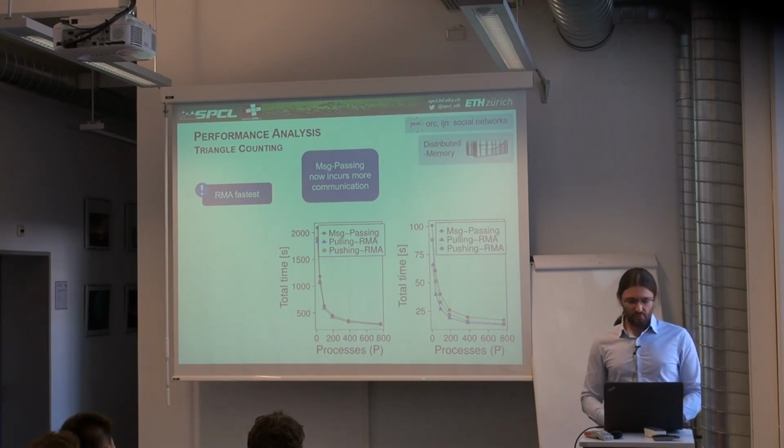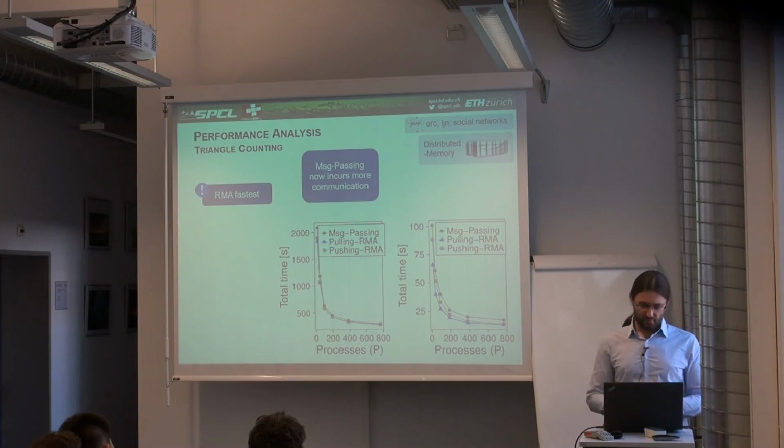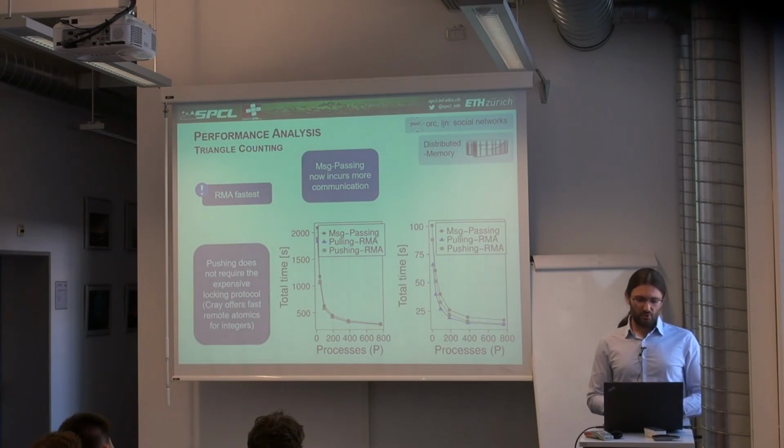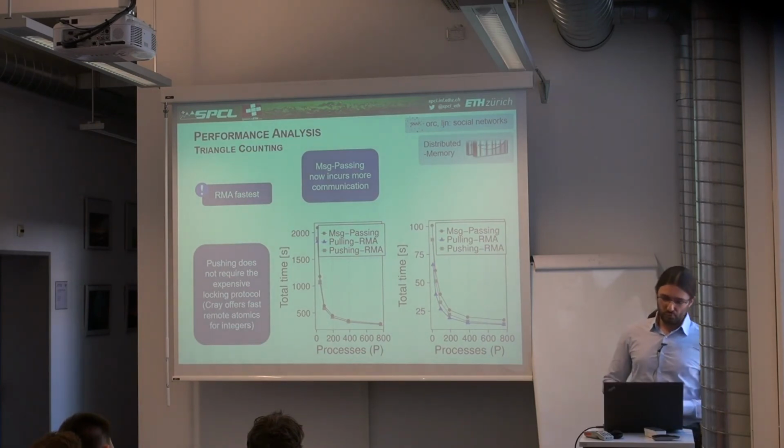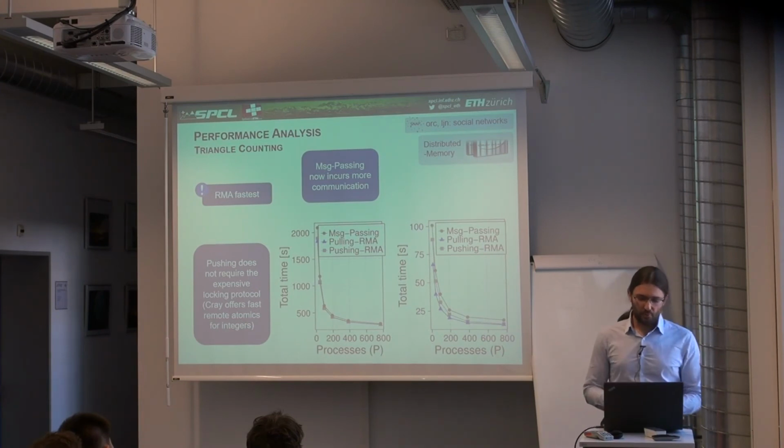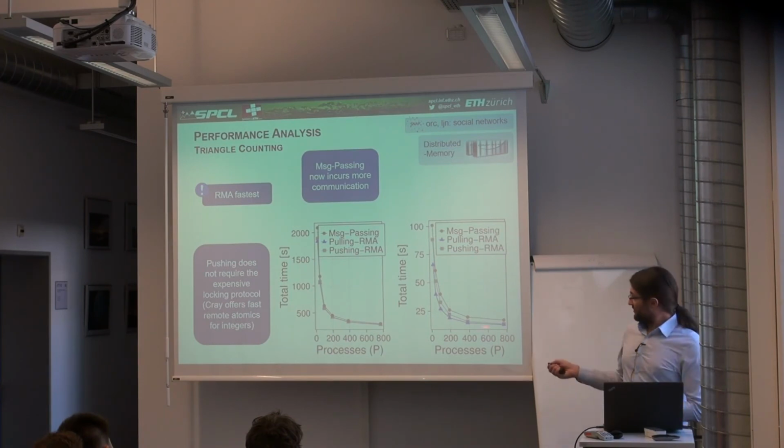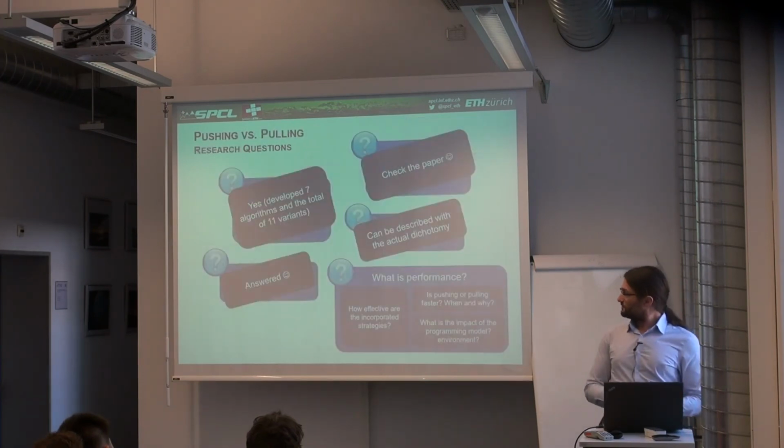We have more communication now happening due to message passing, because we can't use collective operations in as efficient a way as before. And pushing now does not require this expensive locking protocol, because as we count triangles, we operate on integers, which means that we can use fast atomic operations for remote accesses provided by Cray, which is what gives this highest performance.